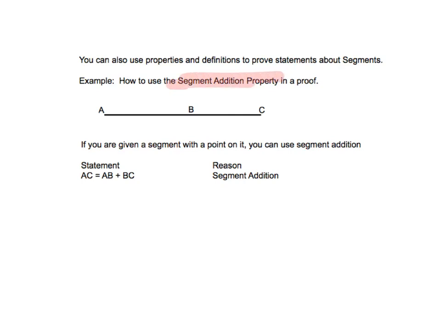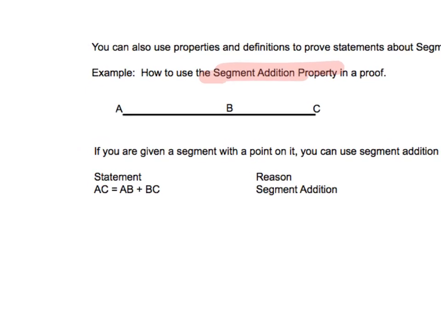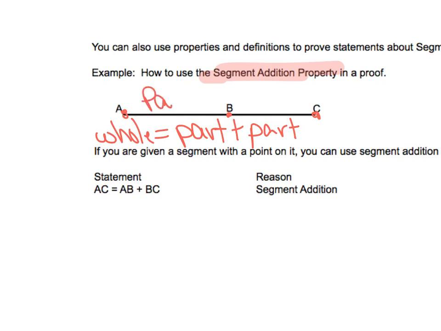That property says I can take 2 pieces of a segment, add them together, and it will equal the whole segment. So the whole segment will equal the part plus the part. Anytime you're given a segment and there's a point somewhere in the middle, like these points here, we don't know anything about where on the segment B is. We know that B is on segment AC, but that is all we really know. So all we can say is that the part plus the part will equal the whole.